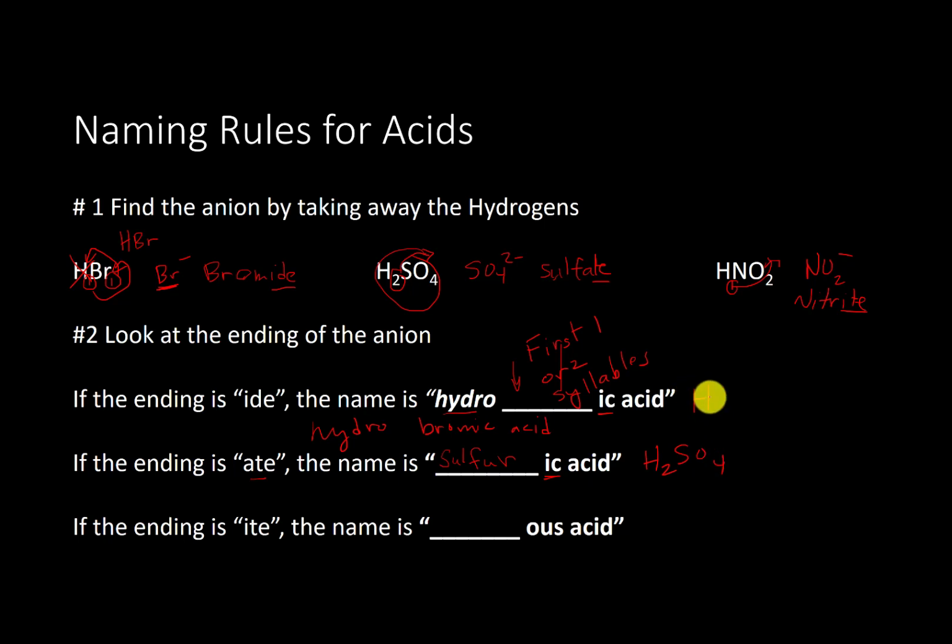And this one was HBr. And then finally, if the ending of the base anion is ite, which this is right here, then the name of the acid is blank-ous acid. In this case, we put nitr, nitrous acid. And that, of course, would be HNO3. Ignore those little lines that come off. I'm not sure why this program does that.